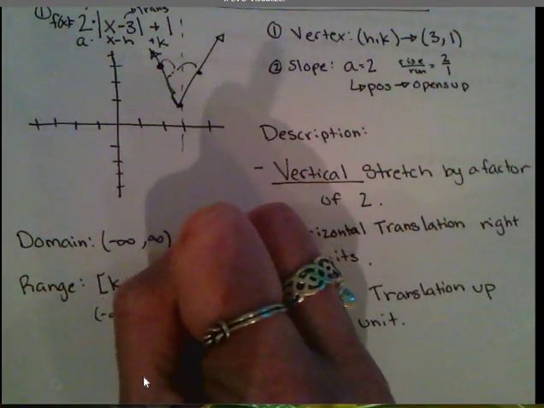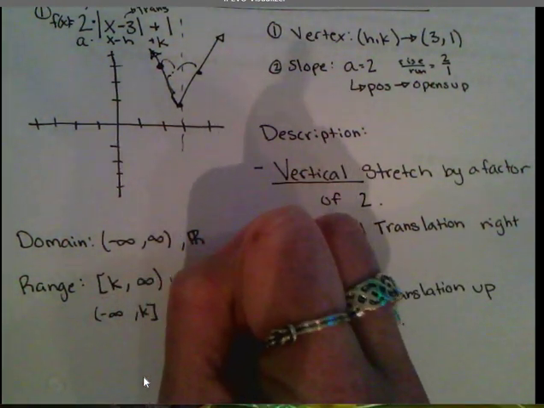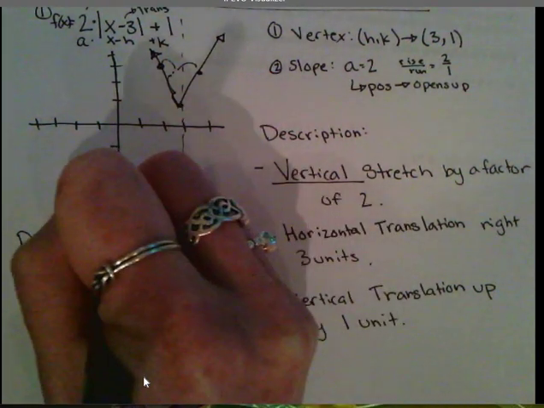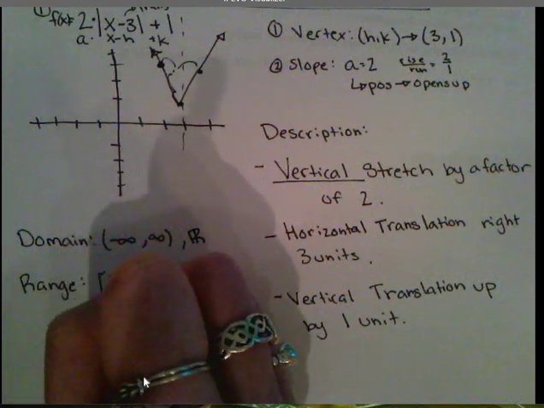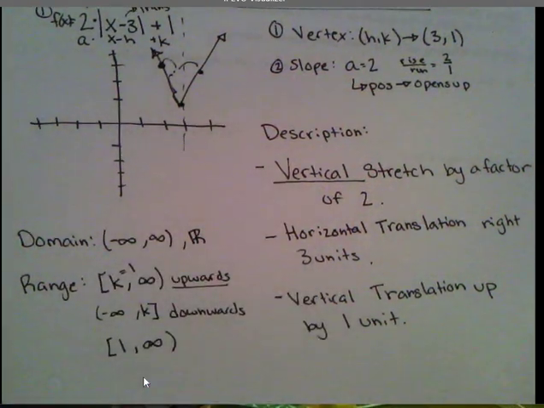So this opens downwards, and that will give us our range. So in this case, we know we're opening upwards, and we know our k value is 1. So our range would just go from 1 up until infinity.